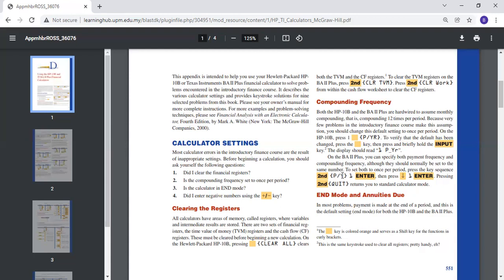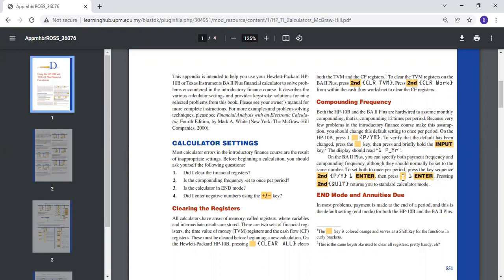After N, you will see 1/Y. Then if you look inside the yellow written words, you will see P/Y. Can you see it? Yes. All right, so we press second function, P/Y. Then you press down arrow. Okay, P/Y. Then you press 1. After you press second function, P/Y, you press 1. Then you press enter.